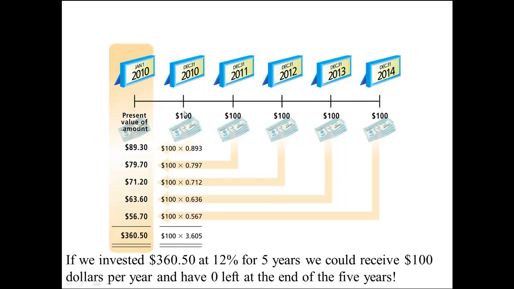So the present value here of this first $100 is $89.30. For the second one, the present value is $79.70. If somebody gave us $71.20 after 3 years, assuming this interest rate, it would be worth $100. Another way to phrase it is just the same way. If somebody gave us $63.60 now, after 4 years it would be worth $100. If somebody gave us $56.70 now, after 1, 2, 3, 4, 5, it would be worth $100, right?